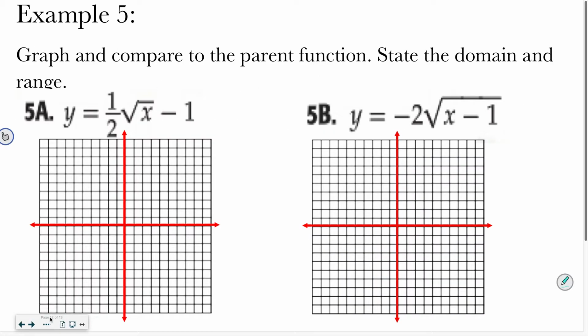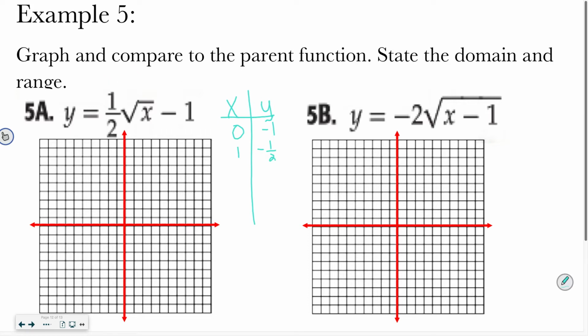We have example 5. We want to graph and compare to the parent function, state the domain and range. So if we quickly graph this first one, make an xy table. If I plug 0 in, I have 1/2 times the square root of 0 minus 1. Square root of 0 is 0. 0 times 1/2 is 0. So I have a 0 minus 1, or a negative 1. Then if I do another perfect square, if I do 1, the square root of 1 is 1. 1 times 1/2 is 1/2. So then I have 1/2 minus 1, or negative 1/2.